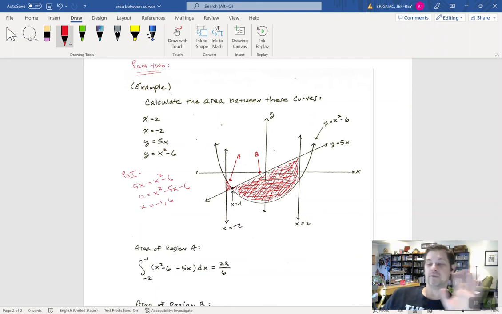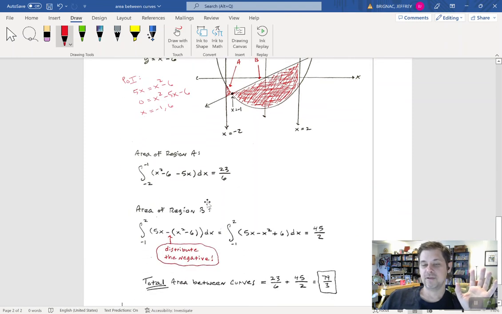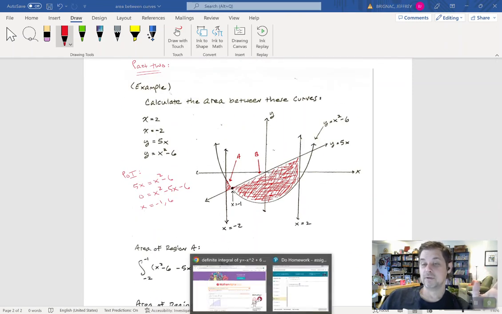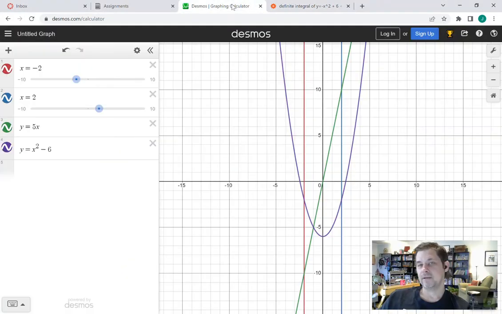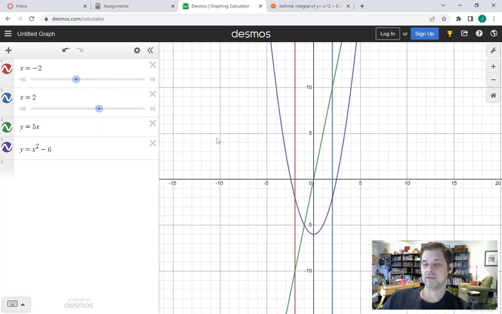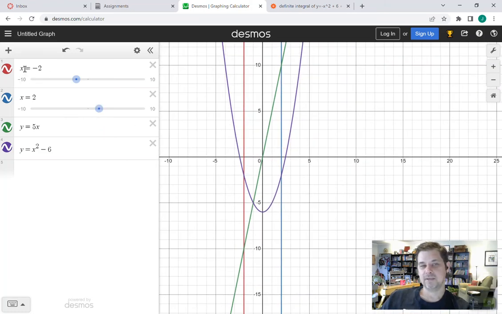Now, so all right, now you'll have to get this picture somehow because it is necessary, even if it's not nice and neat like mine, it is necessary to figure out the setup. Okay. So here's what you can do. So all right, here's one that I use sometimes if I need to graph something. It's at Desmos. So you go to desmos.com and a graphing calculator is one of the options. Okay. So here I put in everything. Here's x is -2, x is 2, y is 5x, y is x squared minus 6. And it plots it all.